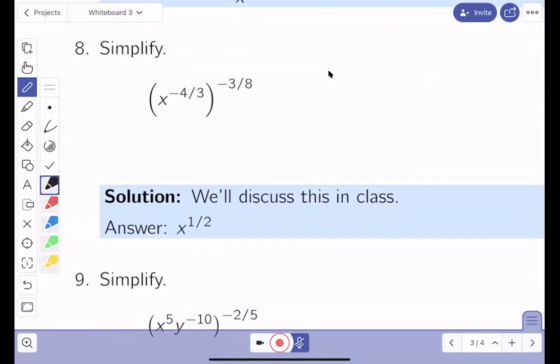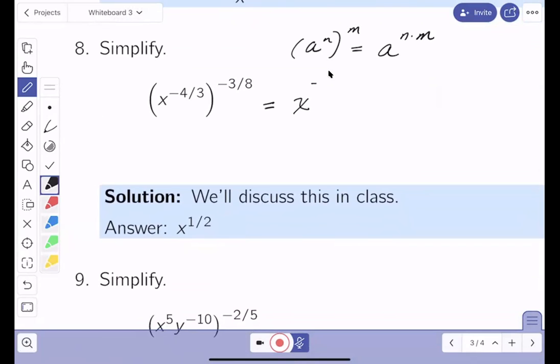Again, what rule am I using? This rule over here: a to the n raised to the m power is a to the n times m. Again, the hope is that when you practiced the integer exponents in the past, this stuff is making more sense to you. Let's write that down.